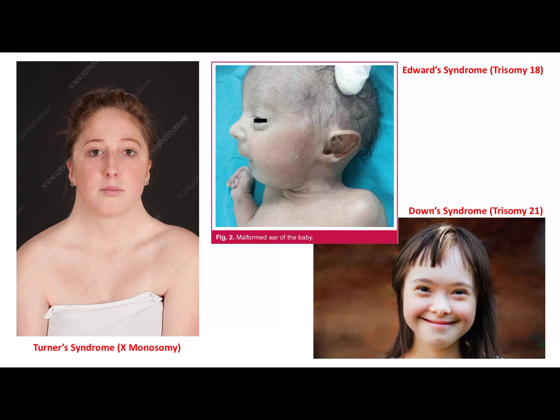As you can see here, X monosomy, Edwards syndrome, and Down syndrome all have different observable traits that can make doctors suspect a genetic disease.